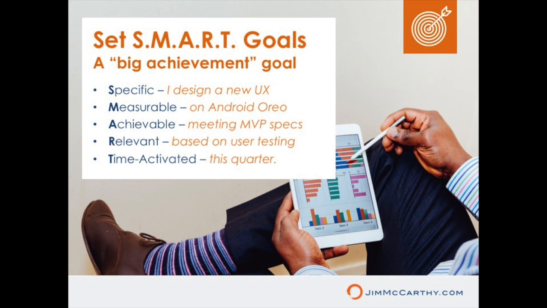Now let's contrast this with the other kind of goal that I talk about, which is a big achievement goal, also a SMART goal. This is how a big achievement goal might look in a business setting. Specific, I design a new user experience. Measurable, on Android Oreo. You're very specific about the platform that you're doing this design work on.